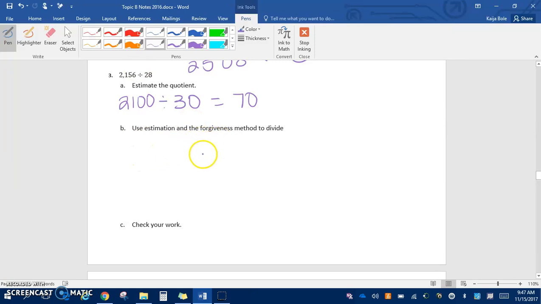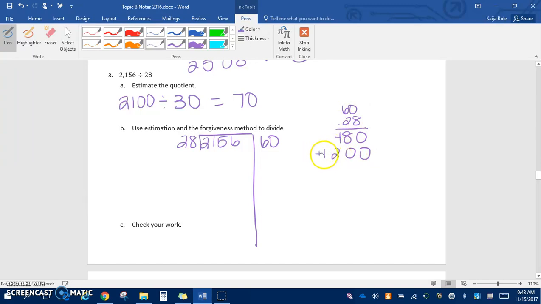So when we do the forgiveness method now, we are going to have 2,156 on the inside, 28 on the outside, and draw your line. Alright, so we know it needs to be close to 70, so let's start with 60 groups maybe. And if we multiply 60 by 28, 8 times 0 is 0, 6 times 8 is 48, placeholder, 2 times 0 is 0, 6 times 2 is 12, so when we add those up, 0, 8, 6, and 1.